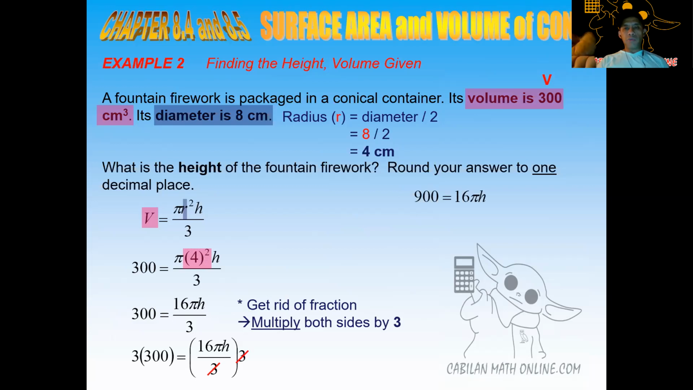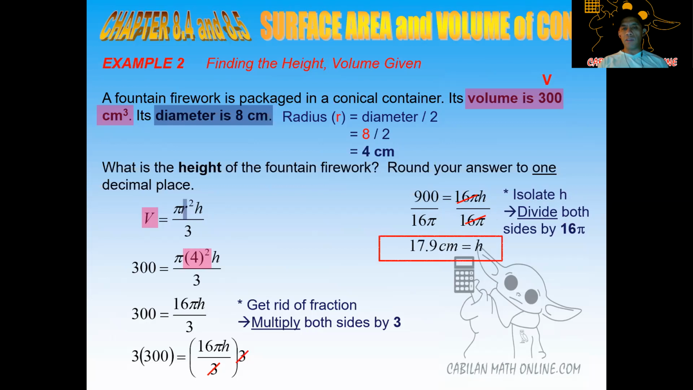All right, now, since we're solving for the h here, what we need to do is to isolate it. Now remember, the 16, the pi, and h are grouped together by multiplication. So what we actually need to do is divide both sides by 16 pi. And when we do that, the 16 pi's cancel out on the right side, and then 900 divided by 16 pi is going to give me 17.9 centimeters. So the height of the fountain firework will be exactly that.